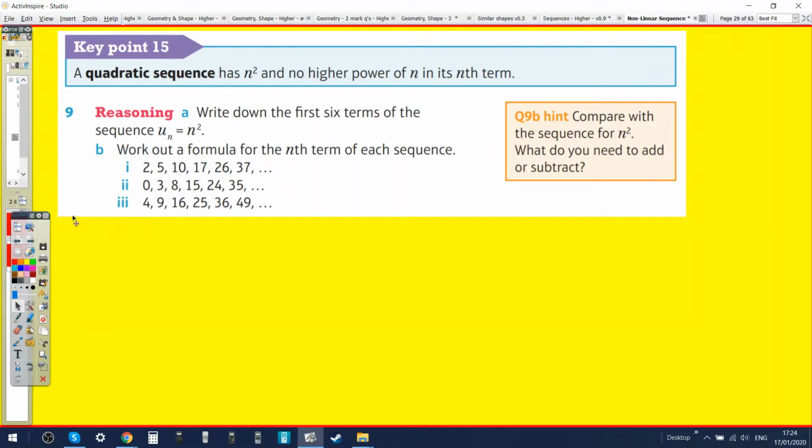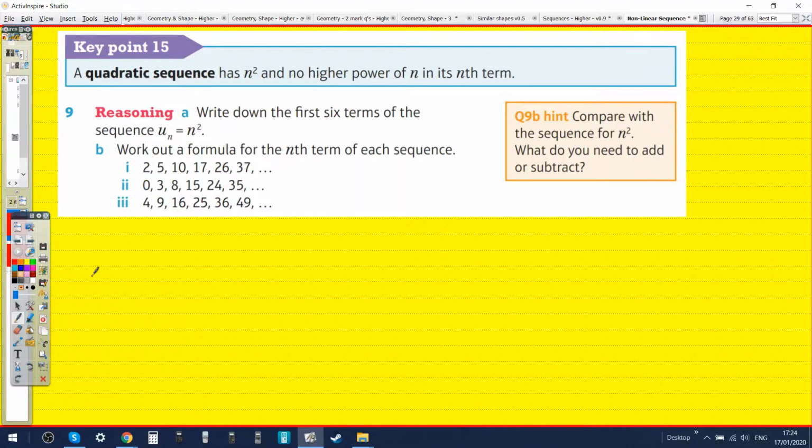Let me think about this for a second. Let's try the last one. So the difference between each is 5. Well, 5 is the first one. Then 7, 9. Hang on. Let's try the second one instead. Okay. 3, 5, and 7. Alright, we'll go back to the last one. So that was 5, 7, 9, 11. Go on. So the difference between each one is 2.